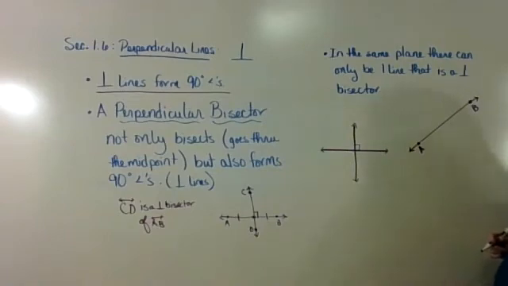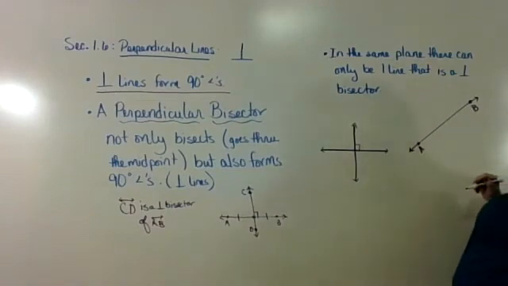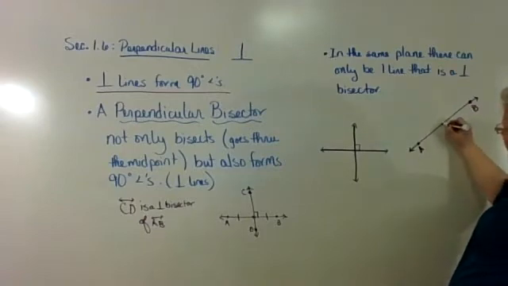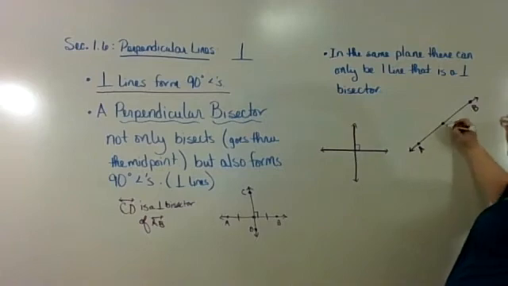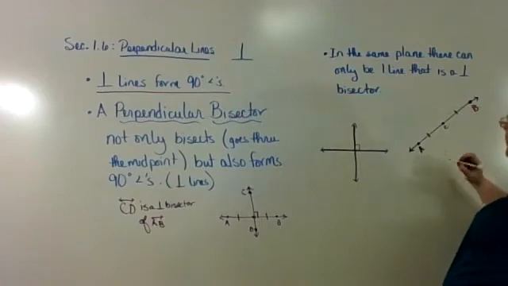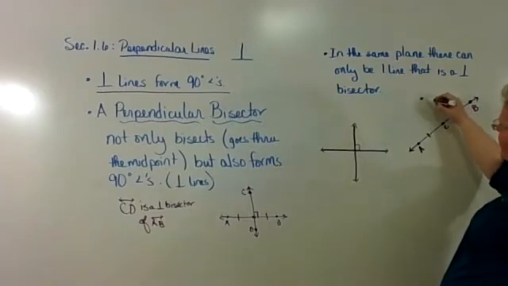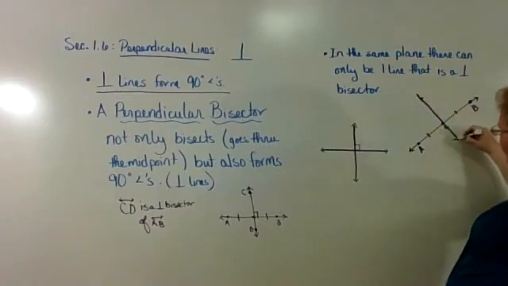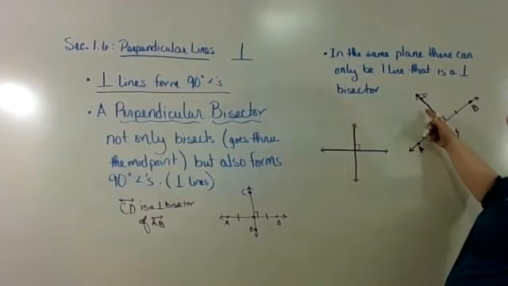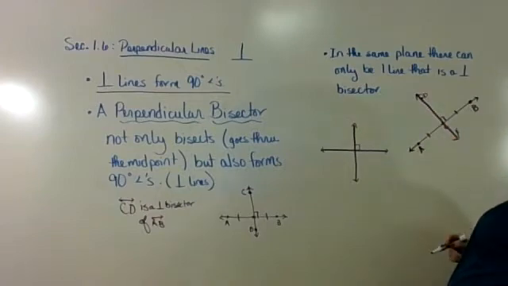It says the same plane, so I have to make sure I stick with my plane of the board, can't be coming out from it. There can only be one line that is a perpendicular bisector. That's because there is only one point that can be the midpoint. And since there's only one point that can be the midpoint, then there's only one line that can be a perpendicular bisector. So DE is my perpendicular bisector of AB.